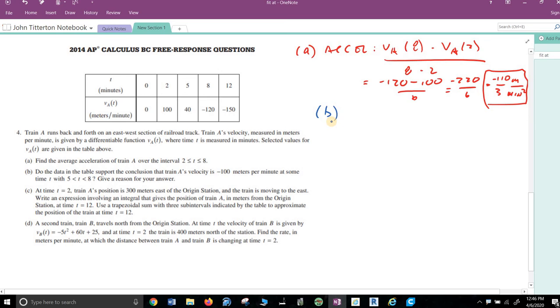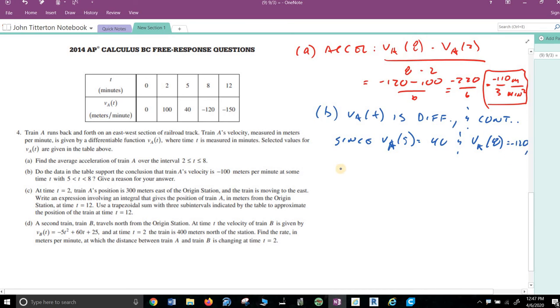How's the Intermediate Value Theorem conclusion? VA of t is differentiable. I would write that out. And continuous. I would also write that out. Period. Since VA of 5 equals 40 and VA of 8 equals -120, I would also write this out. The intermediate value theorem says some t where VA equals -100.